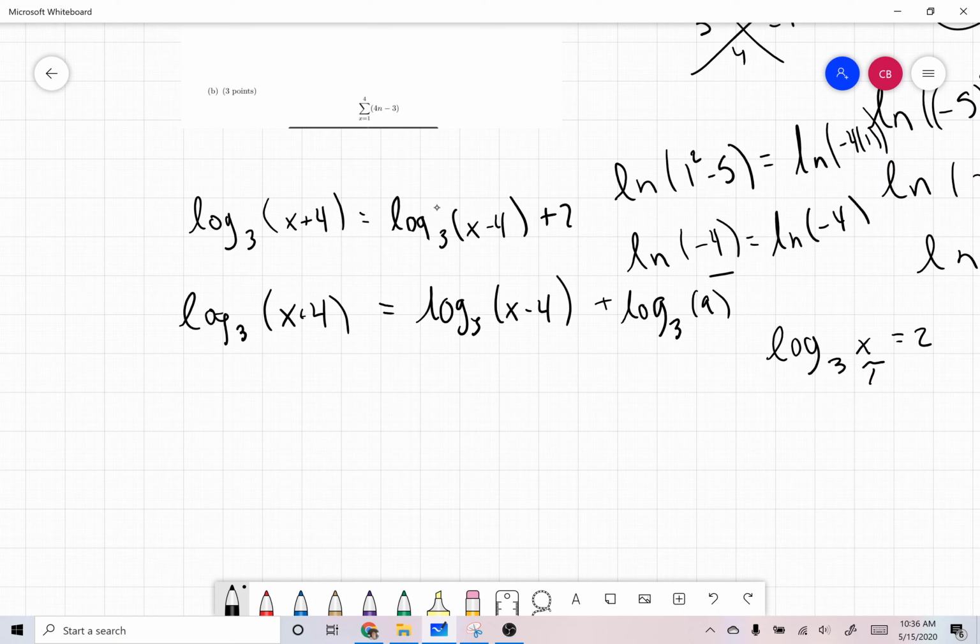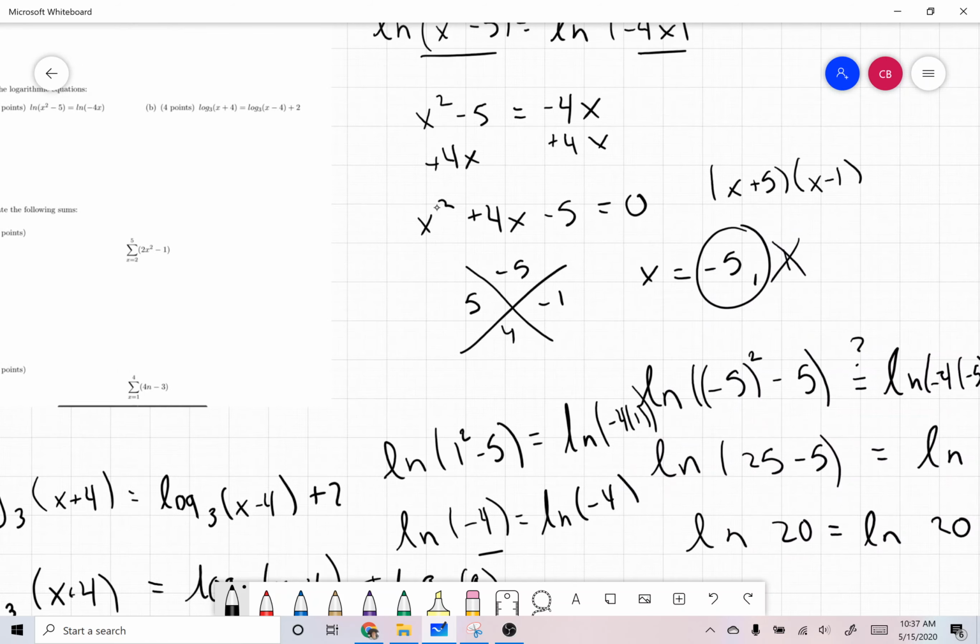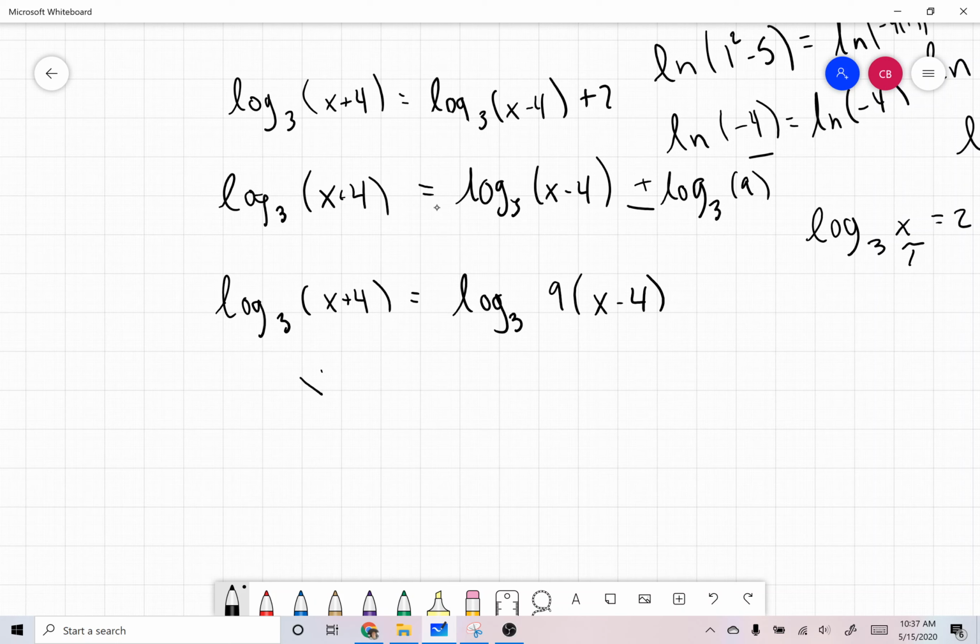All right, now this is log 3. Okay, so for this to happen, this is going to be log 3 of x plus 4 is equal to log 3 of 9 times x minus 4, because when you add these, you multiply them. All right, so from here, let's do this. We have x plus 4 is equal to 9 times x minus 4, which I believe is x plus 4 is equal to 9x minus 36.